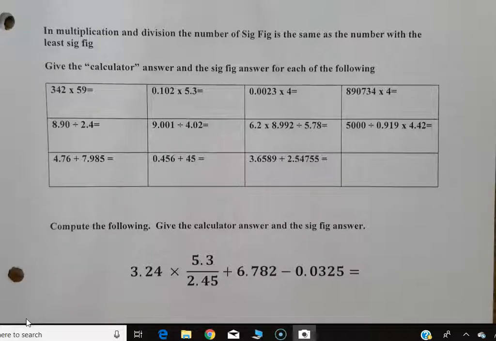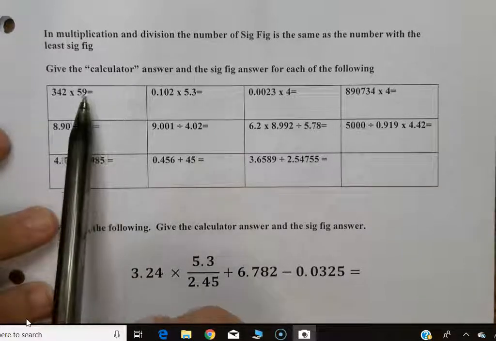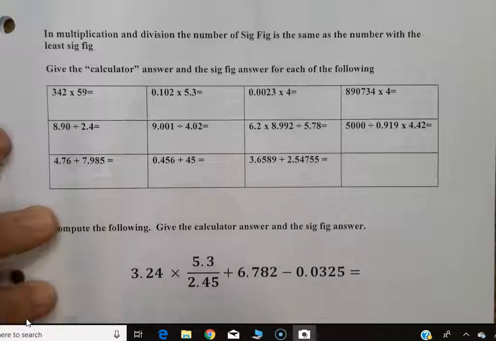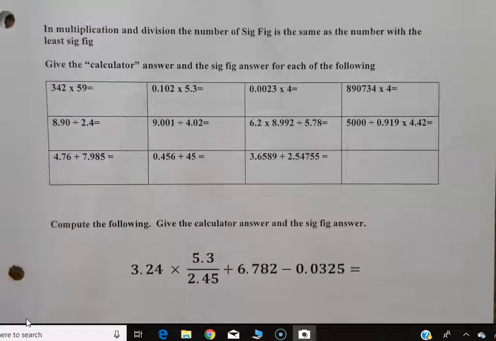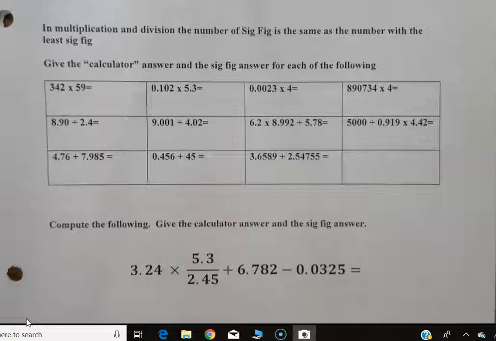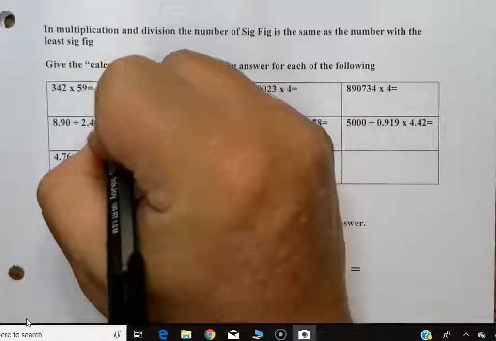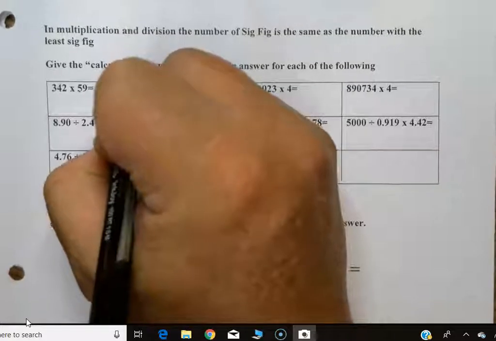So the rule for multiplication is the answer has as many significant figures as the least multiple can. So this one has 2 significant figures, this one has 3, so your answer can only have 2 significant figures. So go ahead, let's do the calculator answer first. Okay, so that's going to give us 20,178. I'm not going to bother with commas here.